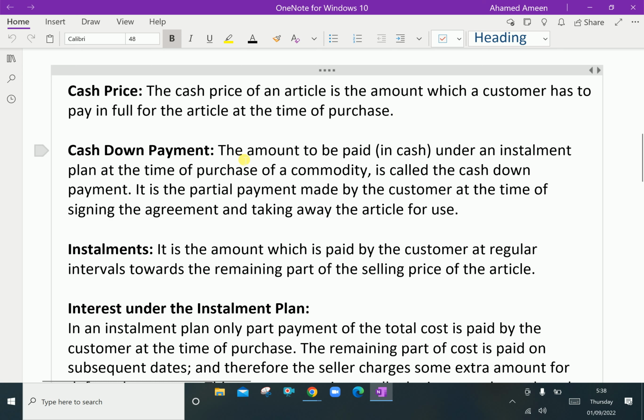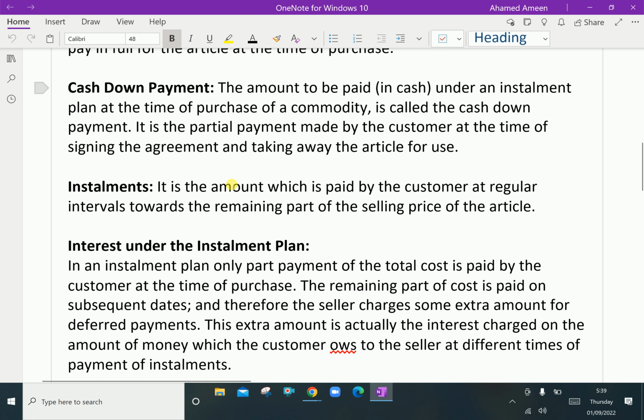Cash down payment. The amount to be paid in cash under an installment plan at the time of purchase of a commodity is called the cash down payment. It is the partial payment made by the customer at the time of signing the agreement and taking away the article for use. That means cash down payment is some part of the full payment that the customer has to pay immediately when purchasing an item.